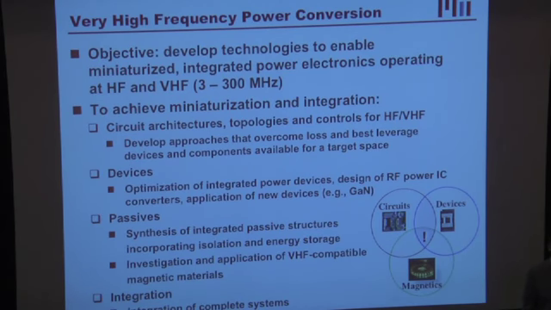Second is really to do a better job of leveraging devices, and this includes, in some cases, optimization of integrated power devices and also leveraging new device types that are emerging, such as III-V semiconductors.